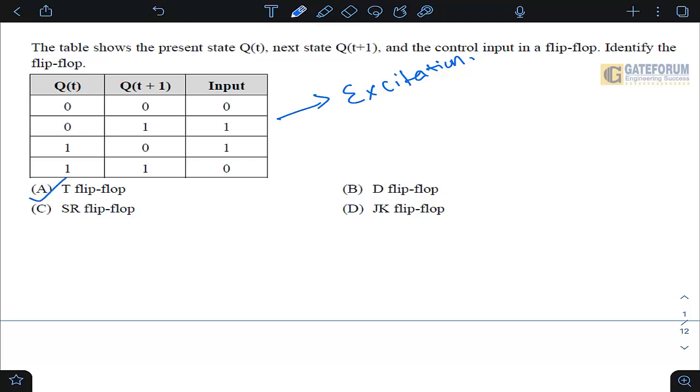The answer is T flip-flop, because the pattern in the T flip-flop, in both the excitation table and the state table, follows the XOR combination of the first two columns. In other words, the XOR combination of this and this column will be this one. It happens in both the excitation table as well as the state table, only for the T flip-flop. So 0 XOR 0 is 0, 0 XOR 1 is 1, 1 XOR 0 is 1, 1 XOR 1 is 0. So definitely the answer is option A, T flip-flop.